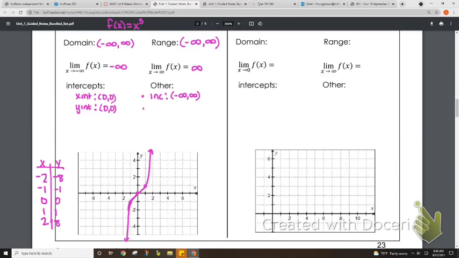Symmetry. This graph is odd. It's symmetric to the origin. It's not bounded. There's no local extrema, no asymptotes. End behavior we talked about. And is it continuous? It is continuous.